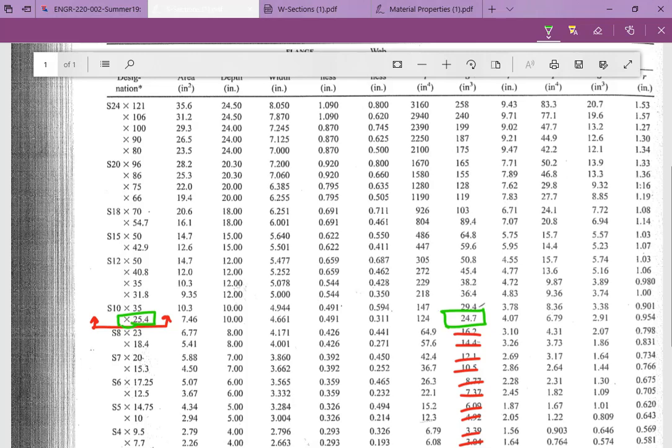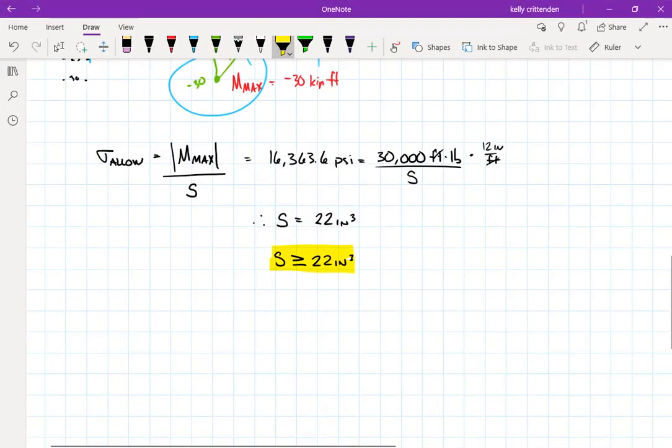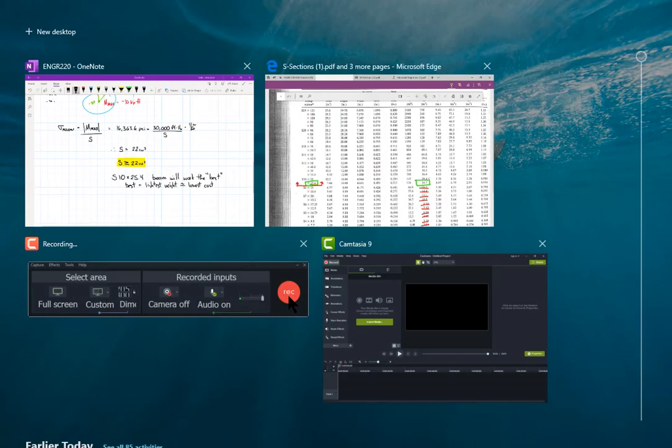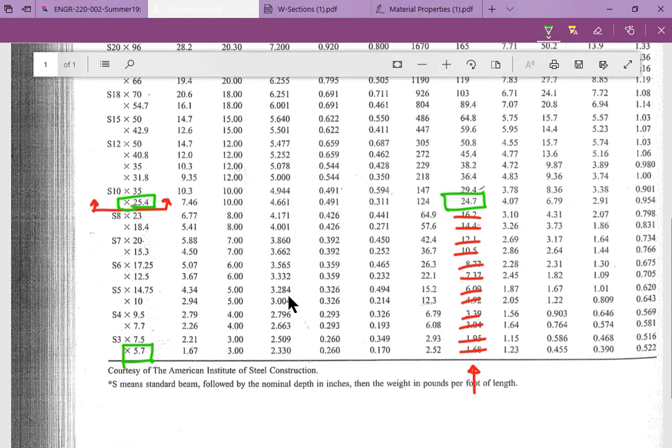So we would say that the S10 by 25.4 beam will work the best. And in our case, best equals lightest weight, which we assume equals lowest cost. And we're going to assume that lowest cost, which works, is the best thing. May not always be, but it's a good starting point. And we have eliminated all these other beams that do not meet our criteria of having the factor of safety at 2.2.